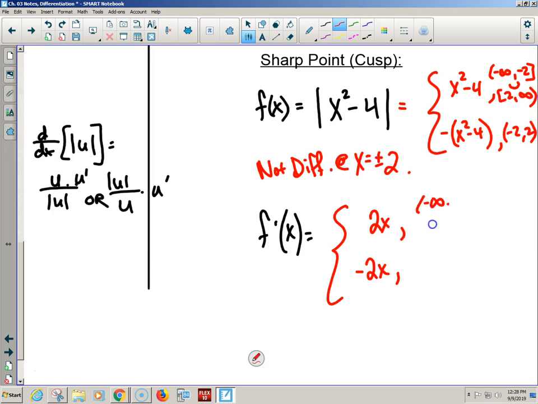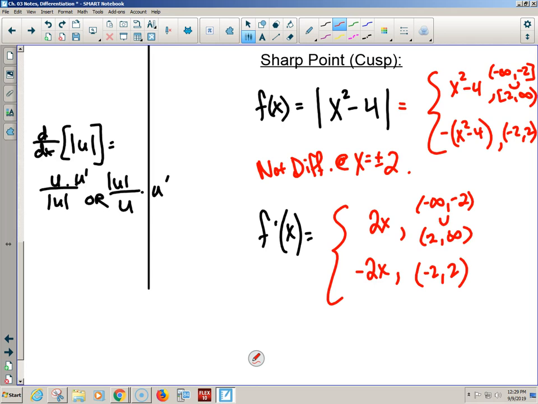Well, wouldn't this be on the same interval? Except, why am I now all of a sudden going to change this and make everything open? If I was to plug in a negative 2, which is a separator from this one to this one, that'd be negative 4, that'd be positive 4. They're disagreeing. If I were to plug in positive 2, positive 4, and negative 4, disagreeing again. So I still have disagreements.